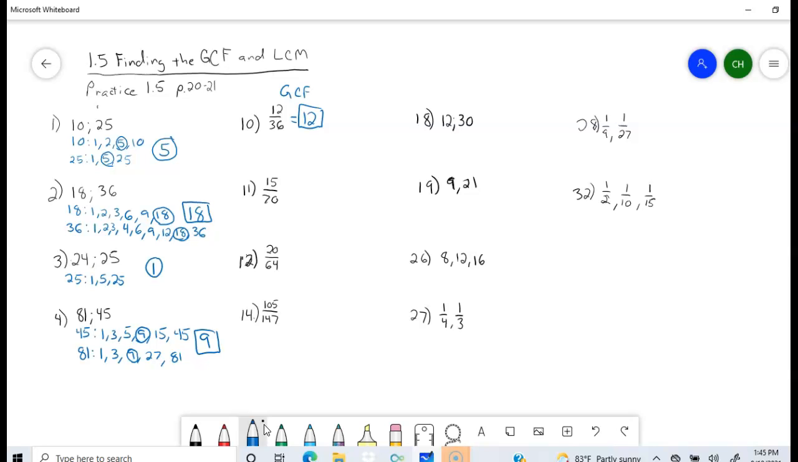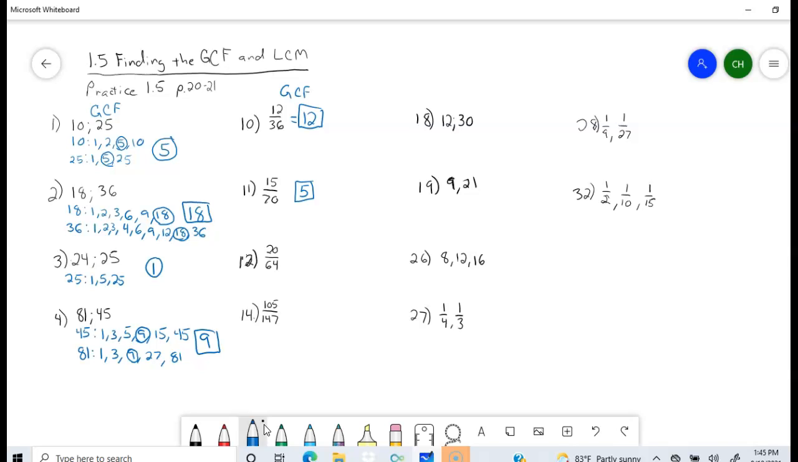These we're looking for the GCF as well. Okay, 15 and 70. 15 does not go into 70 because it's 15, 30, 45, 60, 75. So I know 15 won't go into it. The next factor of 15 is a 5. 5 will go into 70. I don't even have to know how many times. I just know it goes into it because it ends in a 0.